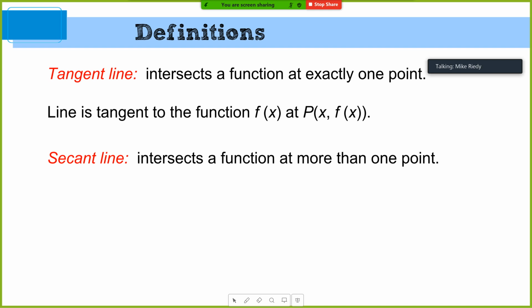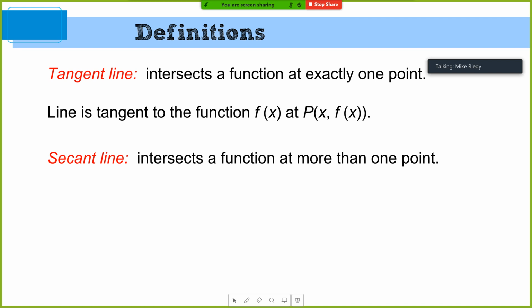Secant line intersects a graph in more than 1 point. Now, it could be a lot of points. Could just be 2, could be 3. If you think of the sine graph, if I was to put a horizontal line through a sine graph at, say, y equals 1/2, it would hit in an infinite number of points. We're going to see an example today where it hits in 3 points.